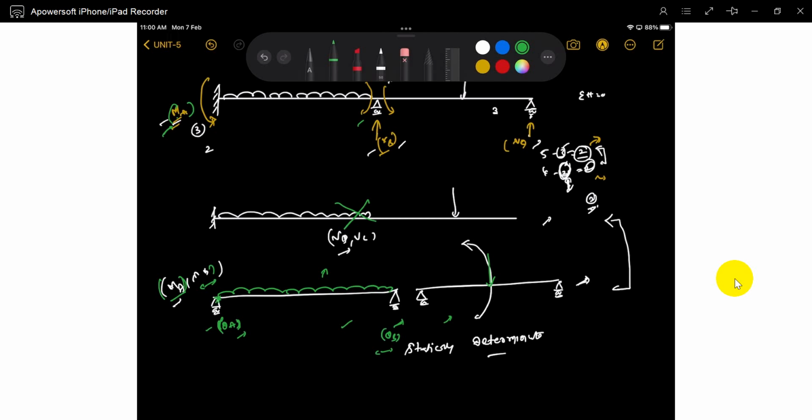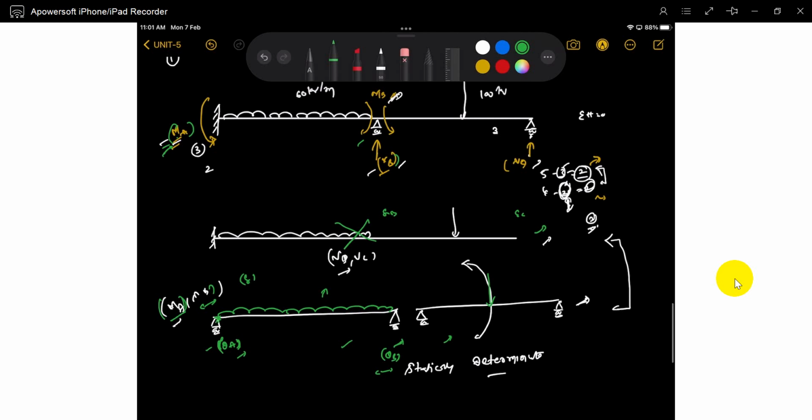You have to find only the thetas, no need for delta, because you chose MA and MB. For this case, you have to find out delta B and delta C. If you release this location, you have to find delta B and delta C. Later you arrest those deformations, these are the supports. Finally we'll get 0, 0, 0, and you have to equate them to 0. Understood? That's the one question.